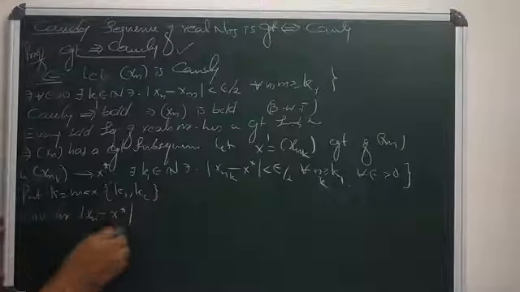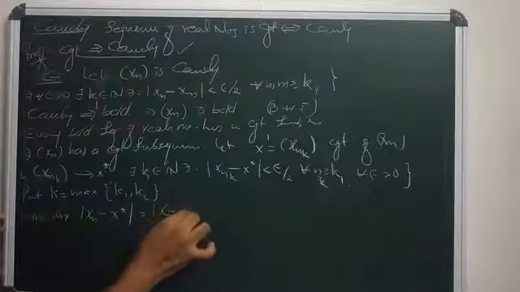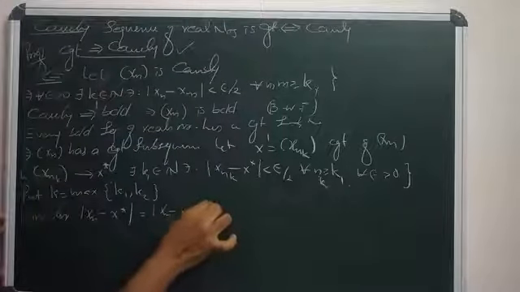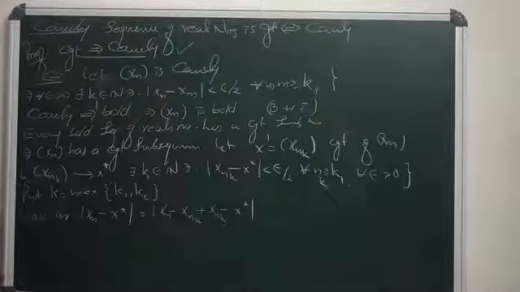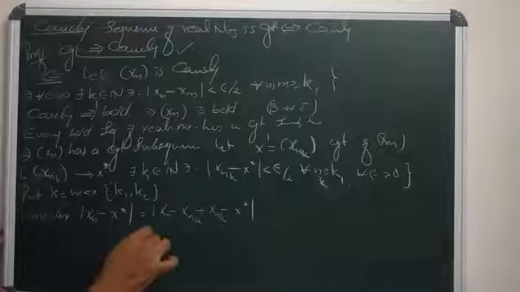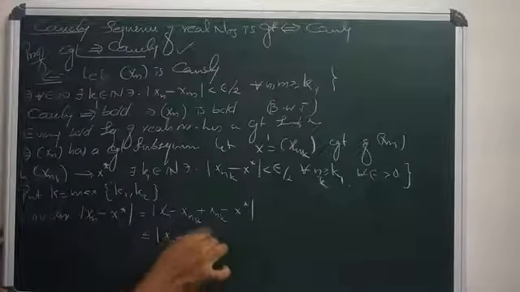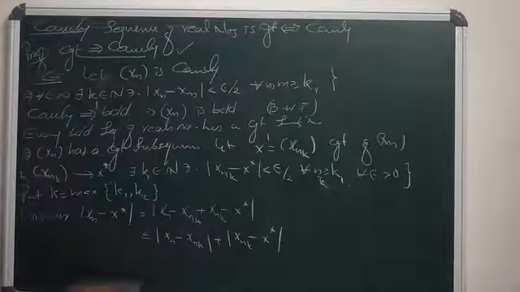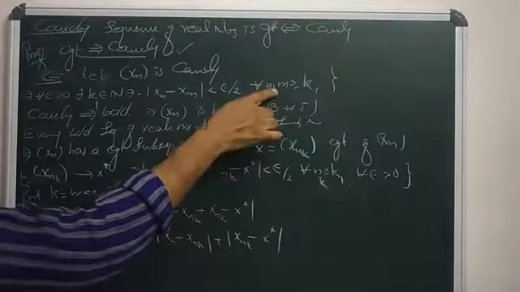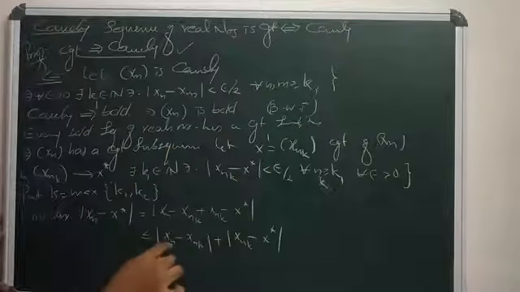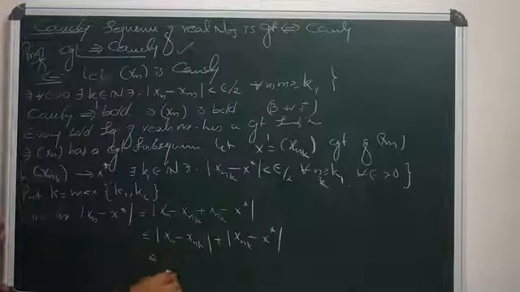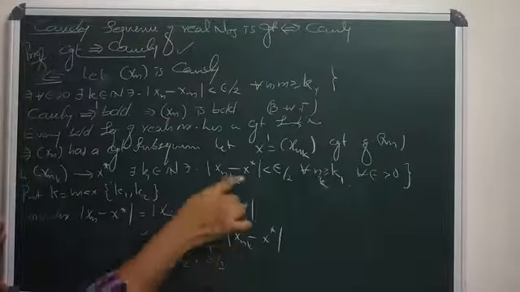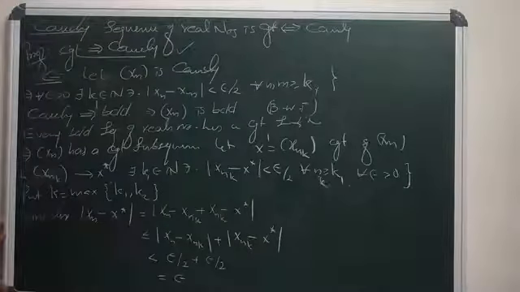So now consider mod xn minus x star. It can be rewritten as mod xn minus xnk plus xnk minus x star. You can introduce minus xnk and plus xnk simultaneously. So it is less than or equal to mod xn minus xnk plus mod xnk minus x star. But mod xn minus xm is less than epsilon by 2 for all n, m greater than or equal to k. So this is true for every nk. Therefore it is strictly less than epsilon by 2. Again, by using this argument, it is less than epsilon by 2. That means mod xn minus x star is strictly less than epsilon for all n greater than or equal to k.